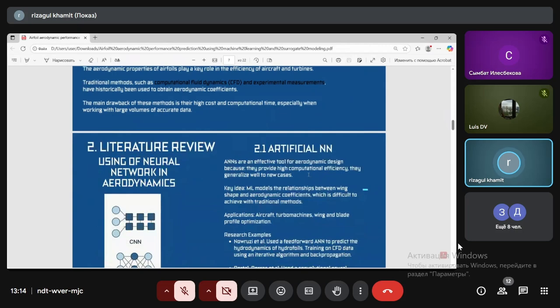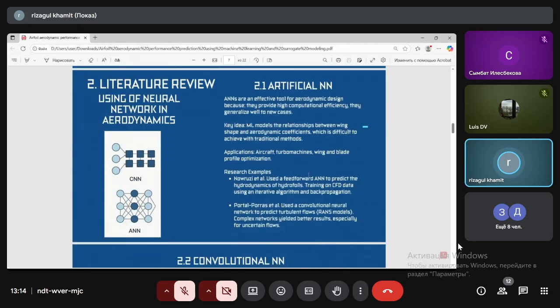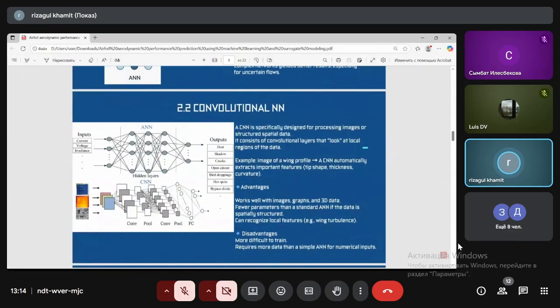The next part of the presentation is about the literature review. Literature review is about neural networks. Here we have 2 types of neural network: artificial and convolutional.